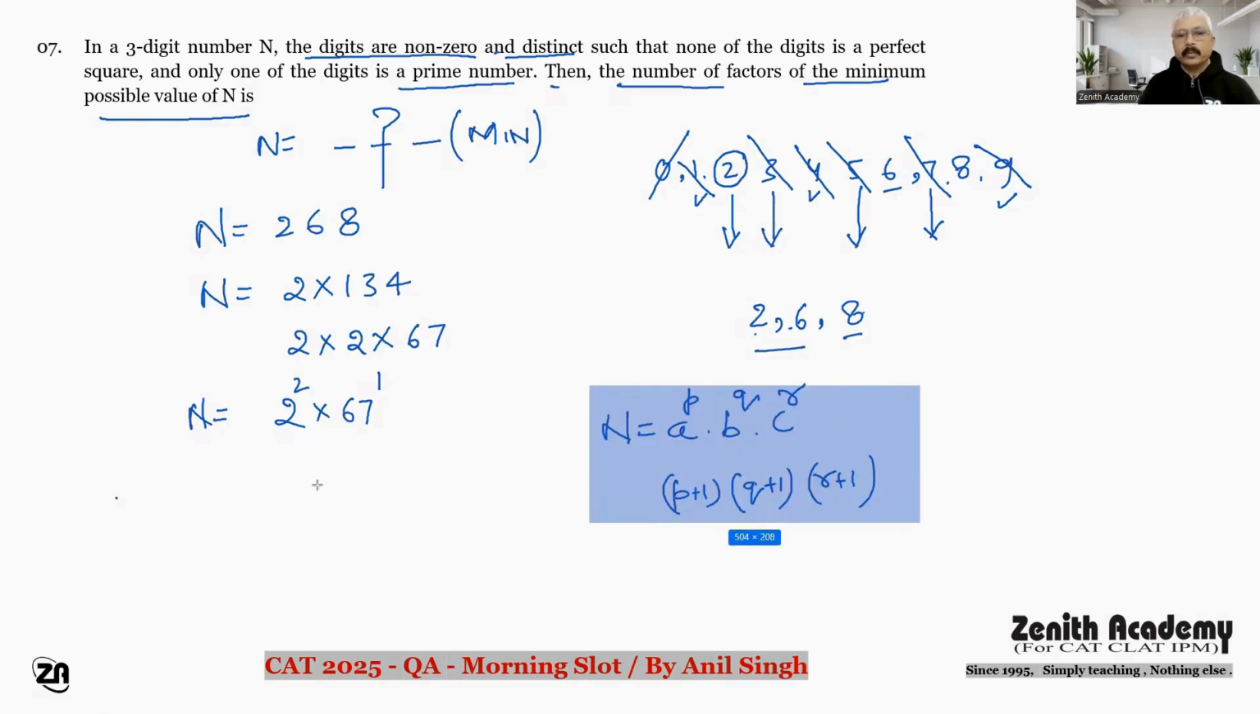So this is a formula, a simple concept. Here the answer will be (3 plus 1) into (1 plus 1). It is okay. So 4 times 2 is 8. So the number of factors of the minimum possible value of n is 8. This is our answer.